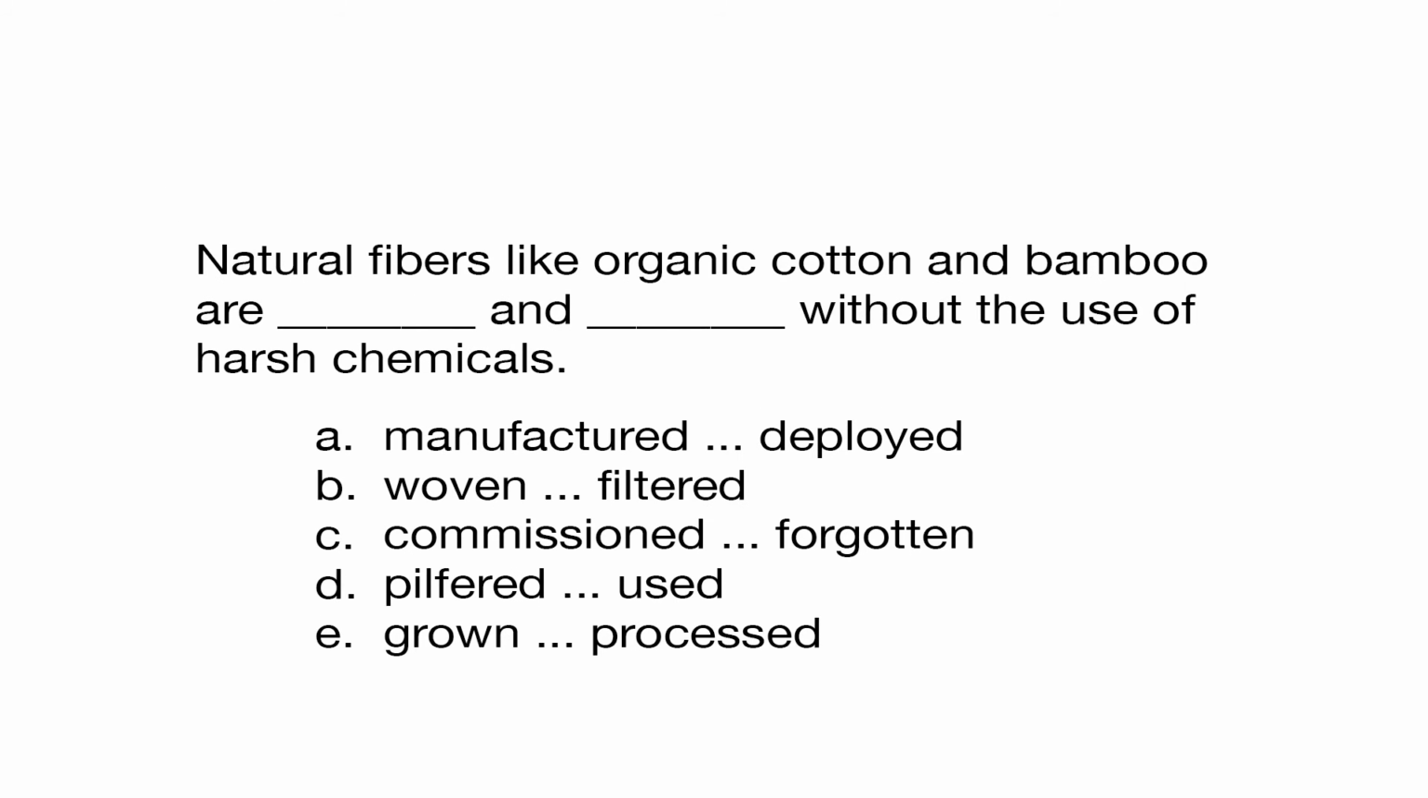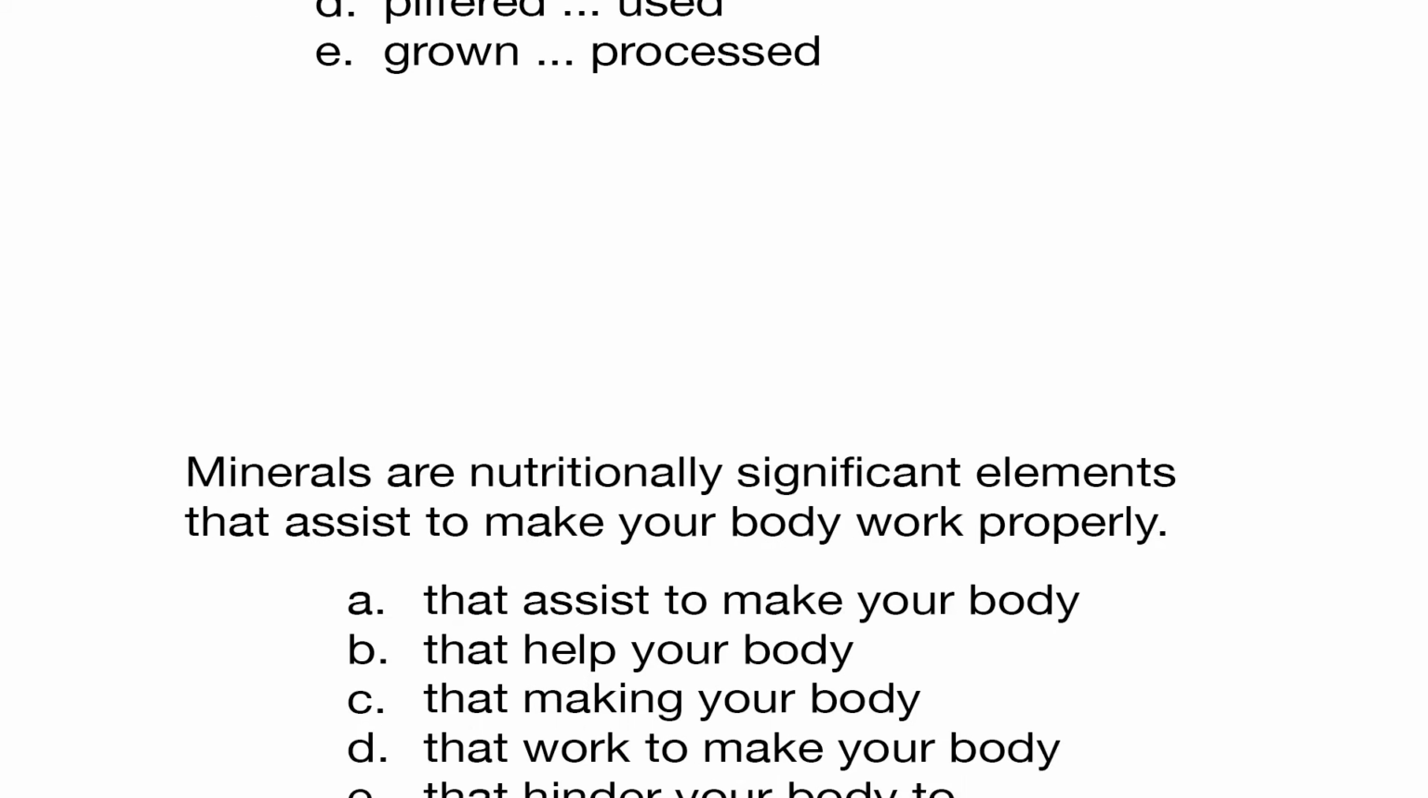Natural fibers like organic cotton and bamboo are blank and blank, without the use of harsh chemicals. Is the answer A, manufactured and deployed, B, woven and filtered, C, commissioned and forgotten, D, pilfered and used, or E, grown and processed? The answer is E, grown and processed.